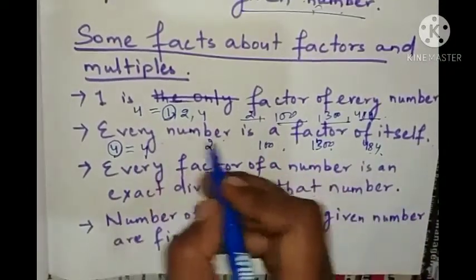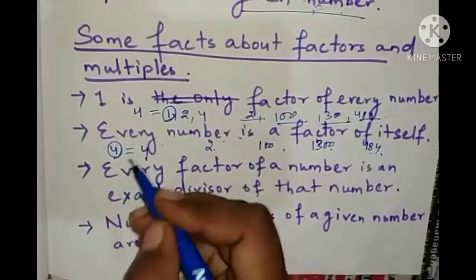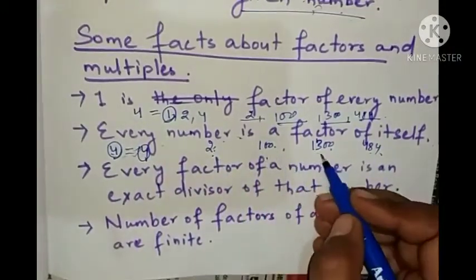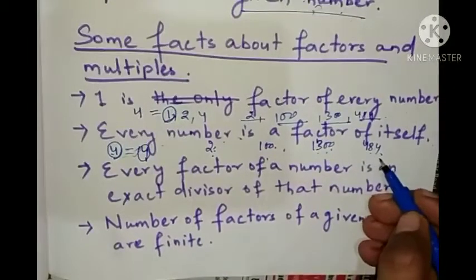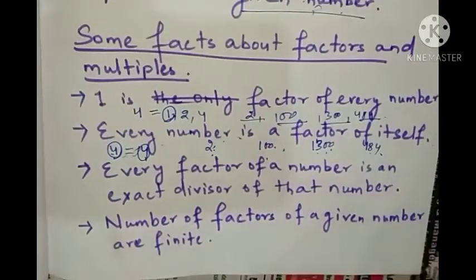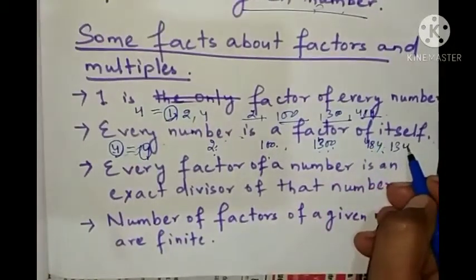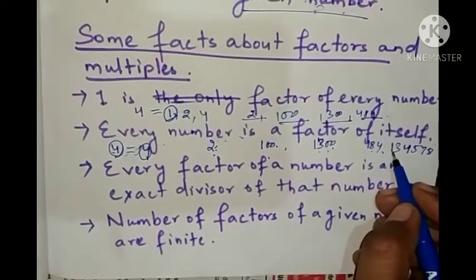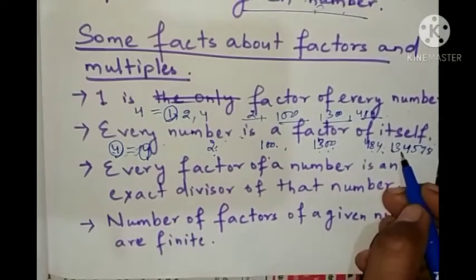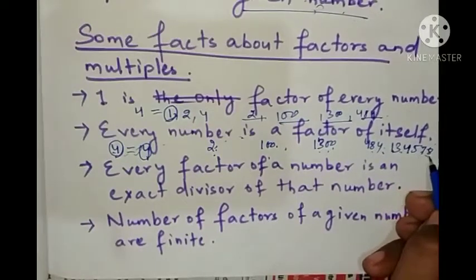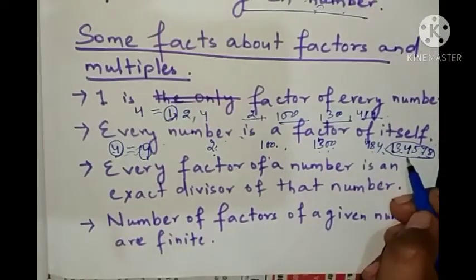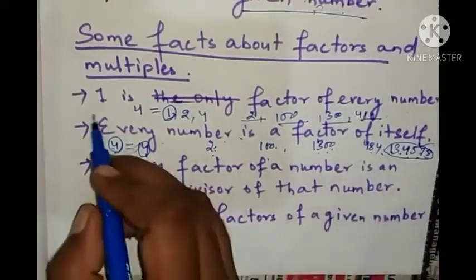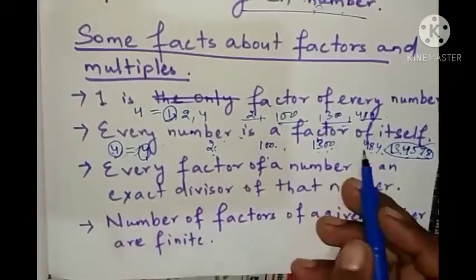That's why every number is a factor of itself. So 4 is the factor of 4, 2 is the factor of 2, 100 is the factor of 100, 1300 is the factor of 1300, 484 is the factor of 484. Any number you can write, like 1,34,578, this is the factor of itself. So 1 is a factor of every number, and every number is a factor of itself.